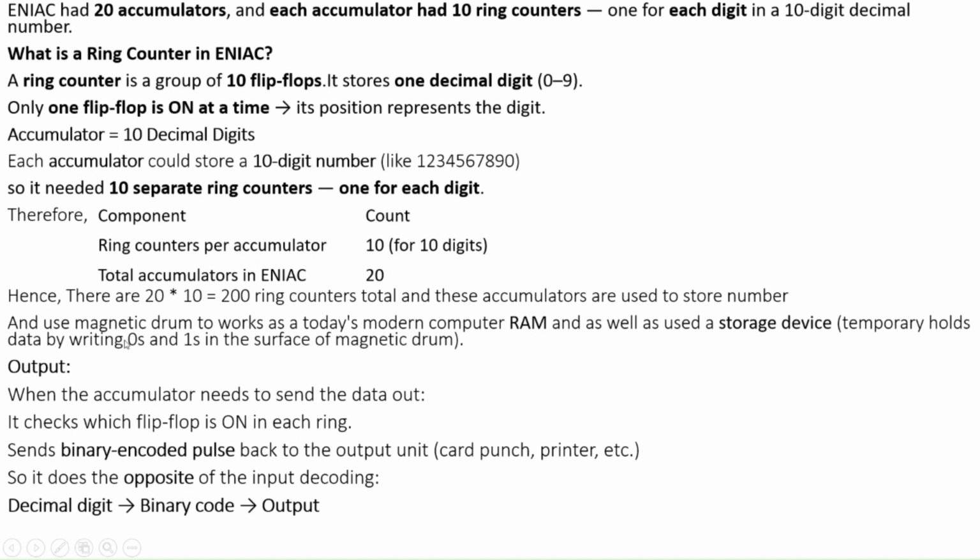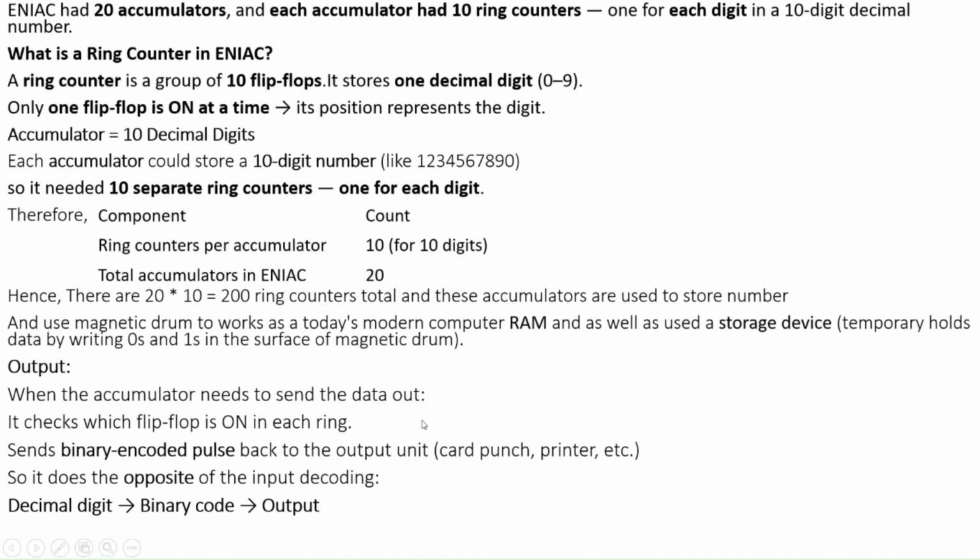And one more thing, we use magnetic drums to work as today's modern computer RAM as well as a storage device. It temporarily holds data by writing zeros and ones on the surface of the magnetic drum. We magnetize the surface so that if there is magnetization, then it represents 1. If there is not, then it is 0. And that's how we store the data in a magnetic drum.